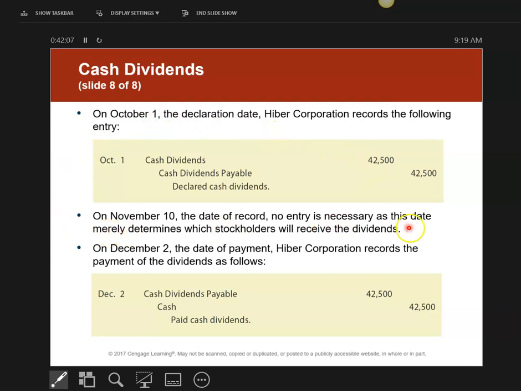November 10th, date of record. Here's the date of record. No journal entries required. That's if you own the stock on this date, you're going to be paid on the 2nd. Here's the date of payment. And here's the journal entry. I actually sent money out. And I debit my cash dividends payable.